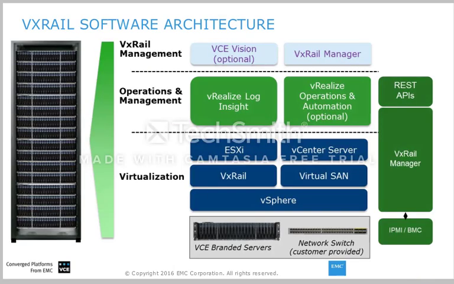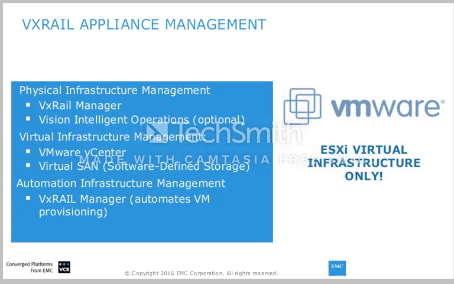VCE VXRail Appliance is architected with VMware virtualization, VMware operations, and VCE management software. The software stack comes pre-installed and simply requires running a configuration wizard at the customer site to integrate the appliance into the environment. Once the appliance is built, VXRail can be accessed by pointing a browser at the VXRail Manager IP address. VXRail Management provides a dashboard to view all nodes that make up the VXRail cluster and their storage.